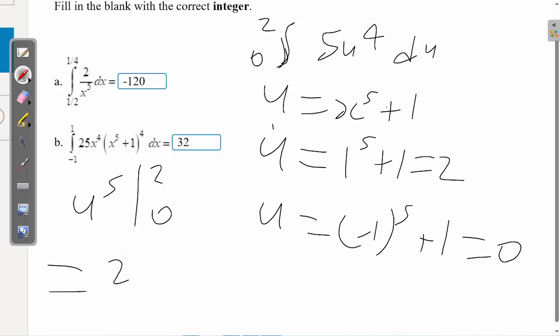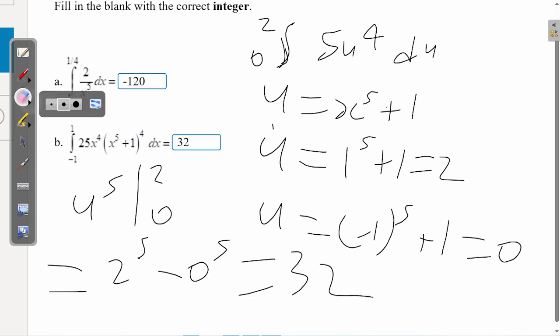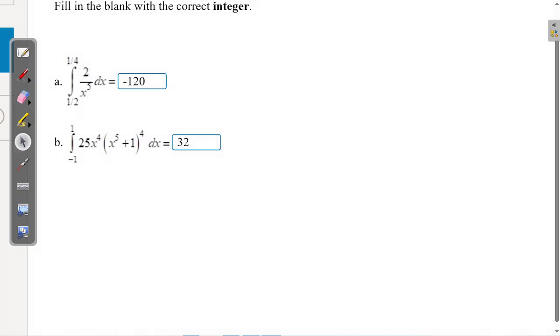So you do 2 power 5 minus 0 power 5, which is 32. So the trick with this question is the bounds. You need to know you have to substitute them into u. Okay.